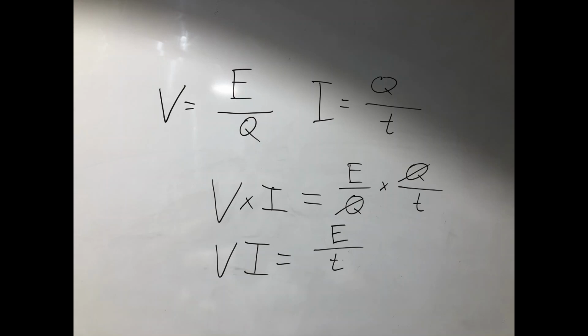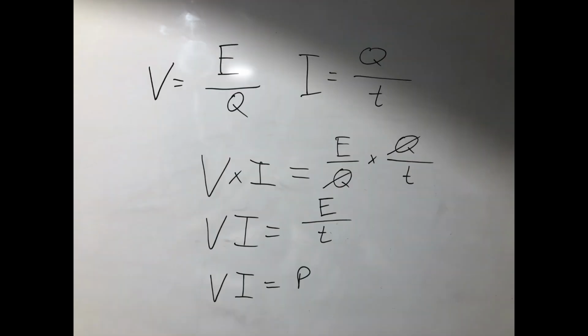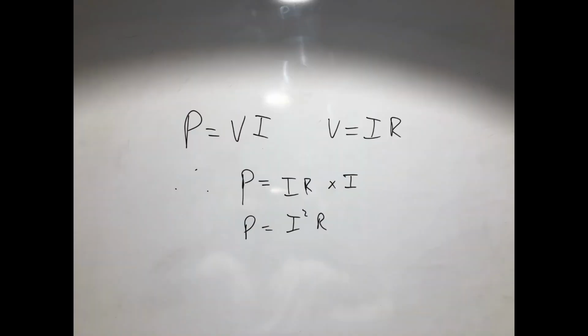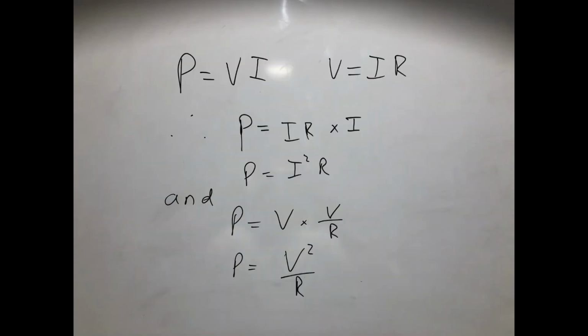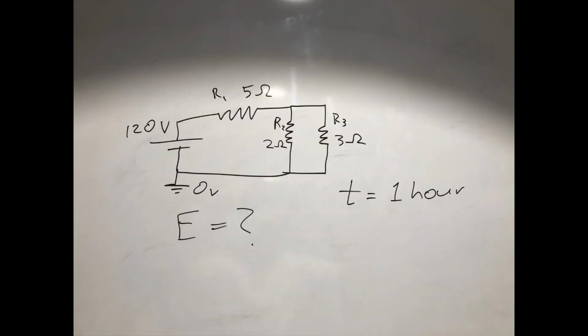Now we know that energy over time is power, so now we have an electrical relationship for power. So we have P equals V times I. By rearranging Ohm's law, we can find some new relationships between power, resistance, current, and voltage. These include P equals I squared R and P equals V squared on R.